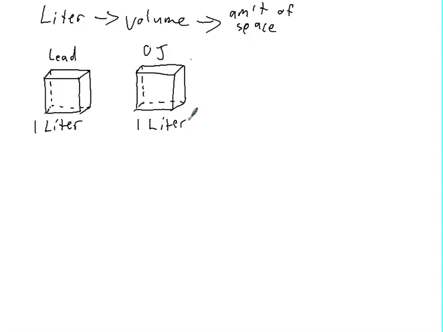Now is where it gets a little trickier. A liter of molten lead has blank a liter of orange juice. More than, less than, or the same as. Let's think about this. There's a thing called density, right? What is density? Like how compact it is. Sure, I like that. How much mass there is in a certain amount of volume, right?